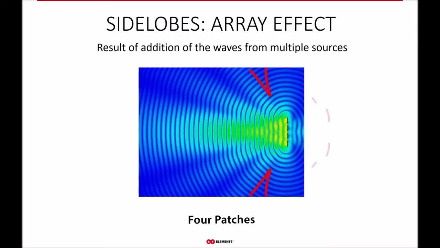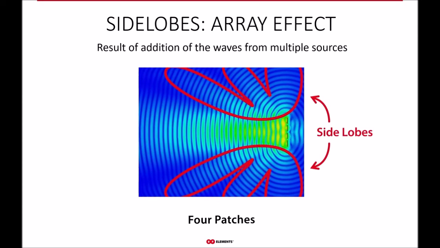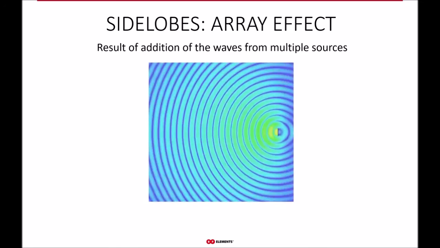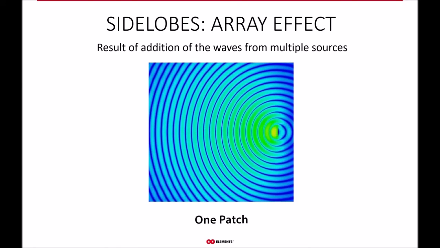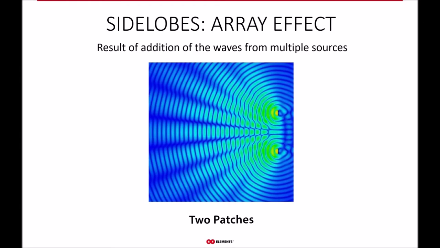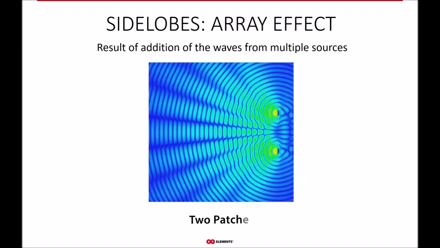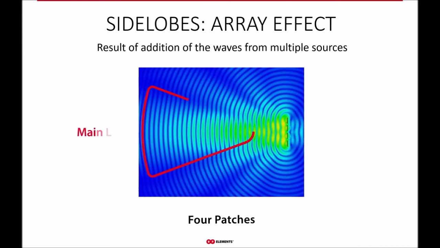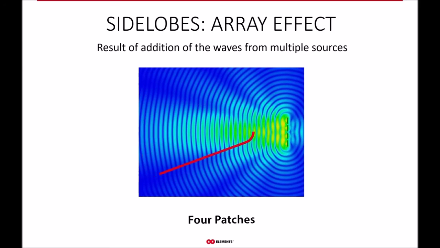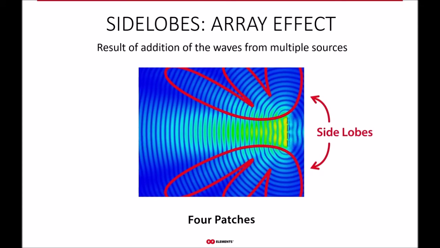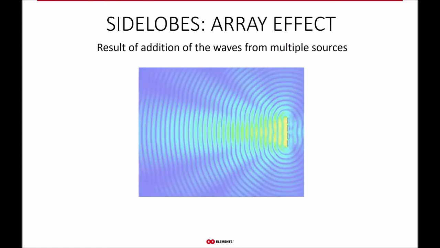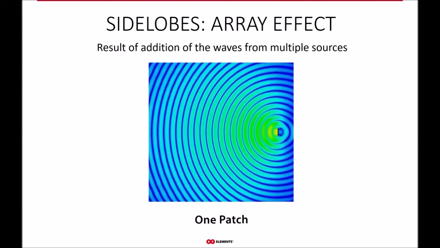To be a little bit more precise, it's the interference of the waves that are radiated from each and every single patch. Or interference, or in this case, addition. You can also call it an addition of the waves. So here it is nicely visible how the waves from two and more sources add up. In the areas where they add up constructively, there's a maximum, so you get a side lobe. Where they add up destructively, there's a minimum, and there's a dip in that radiation pattern.